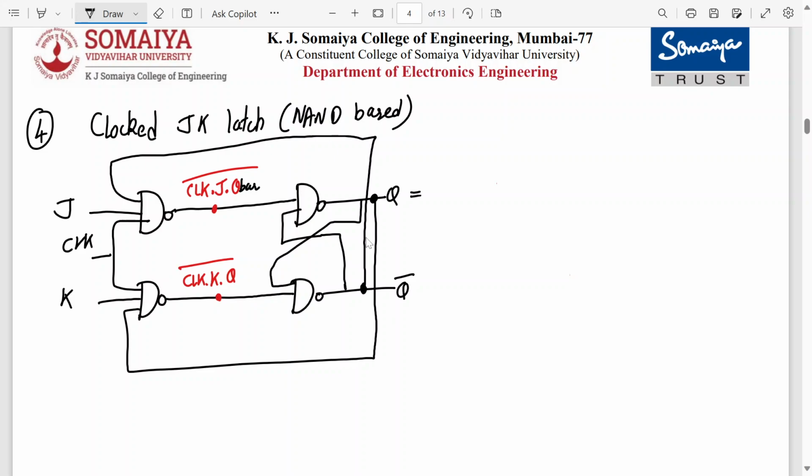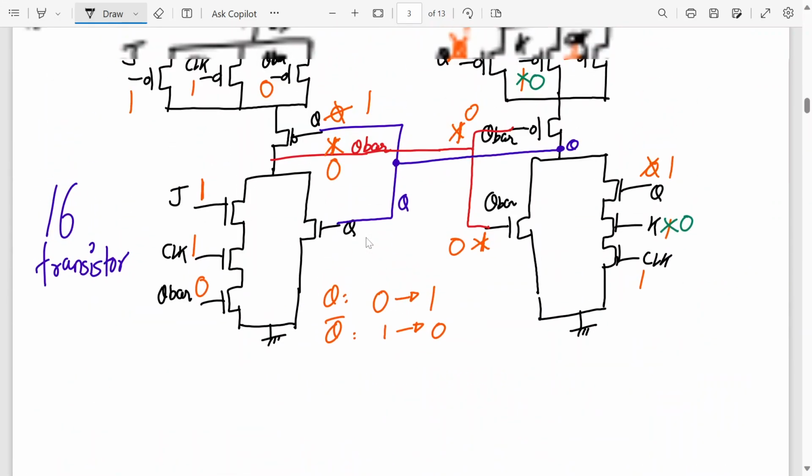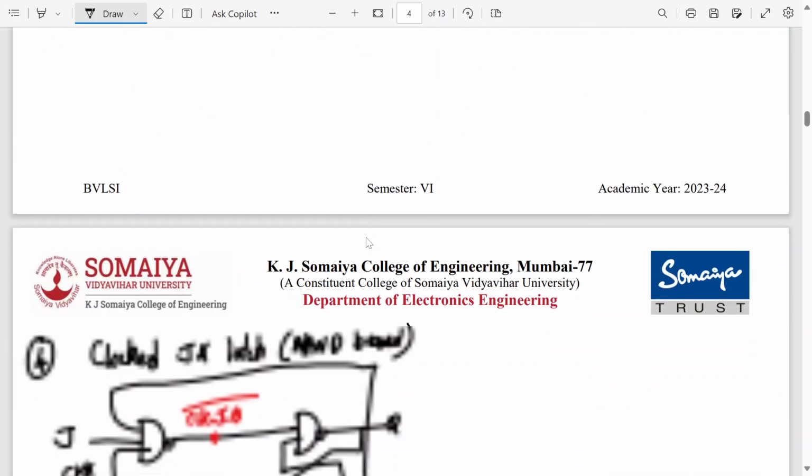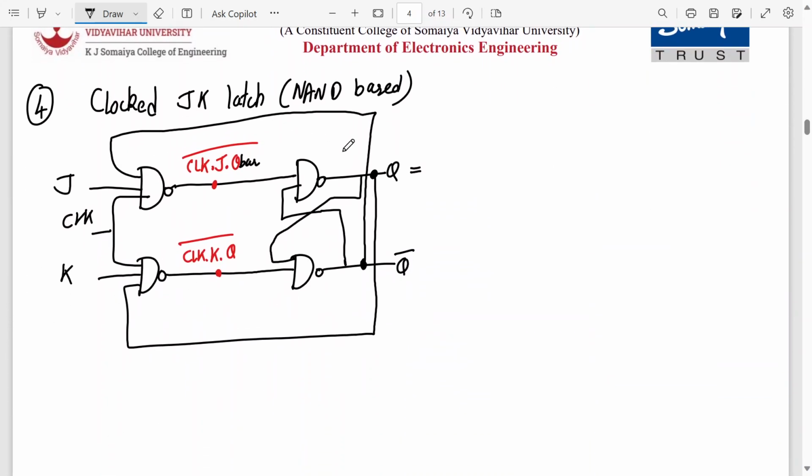For AOI gates we have done it plainly. See, here there was no complexity, and the only thing was to use AND, OR, and invert. That's it. But in this case, you will require this one. I mean, you have studied in your digital design why the gates are connected in this manner. Now we are just drawing the transistor level implementation of the same. Now write the equations.